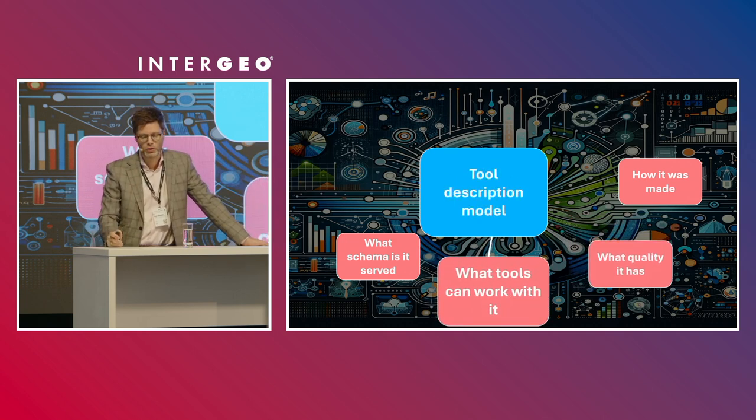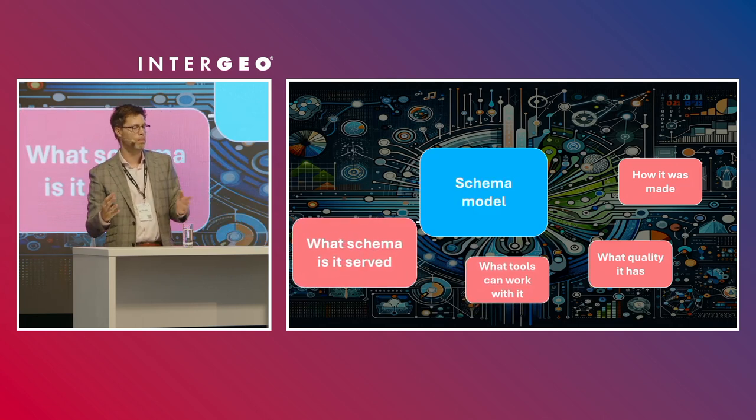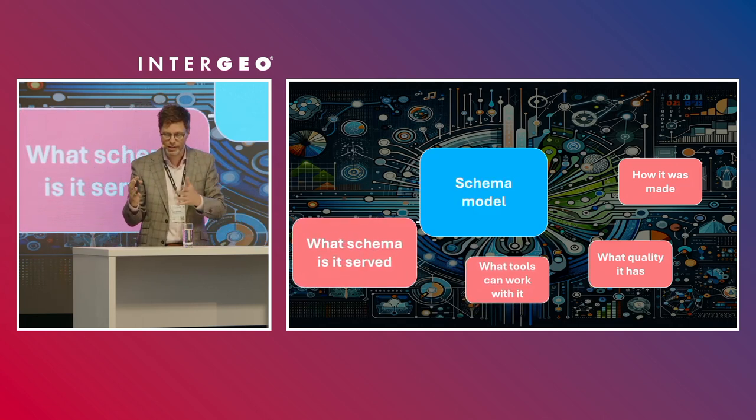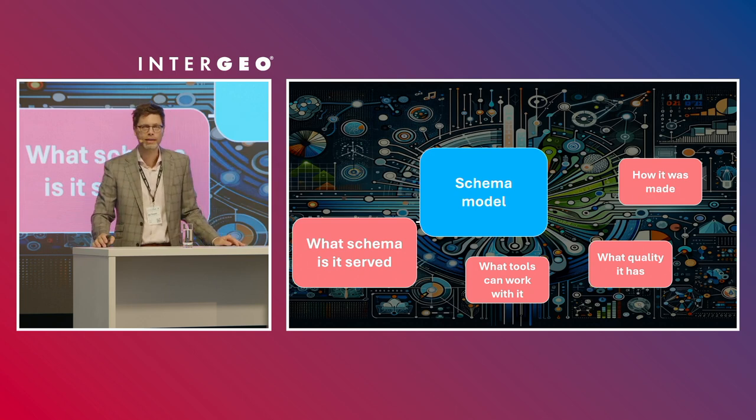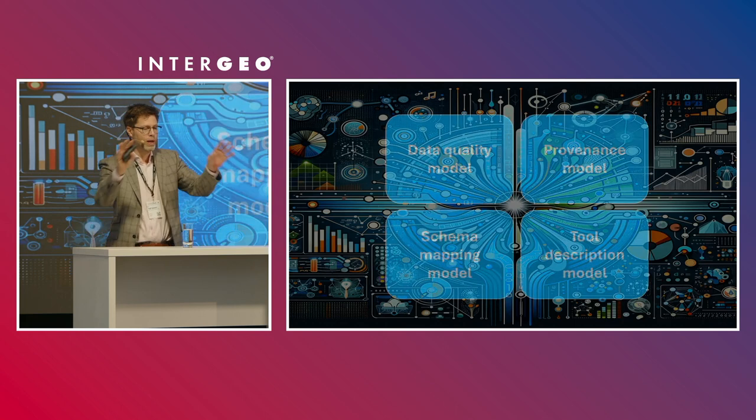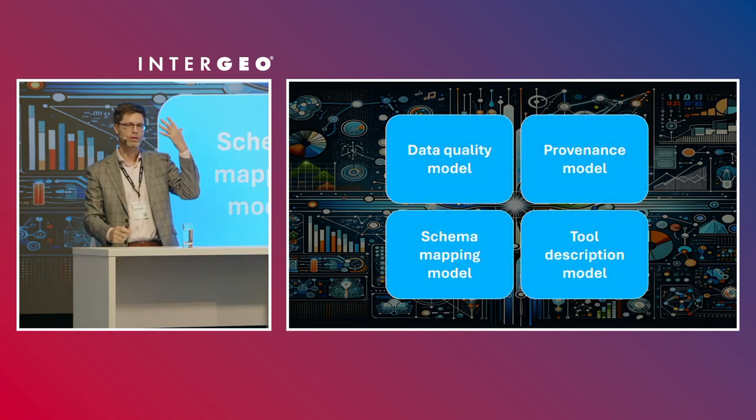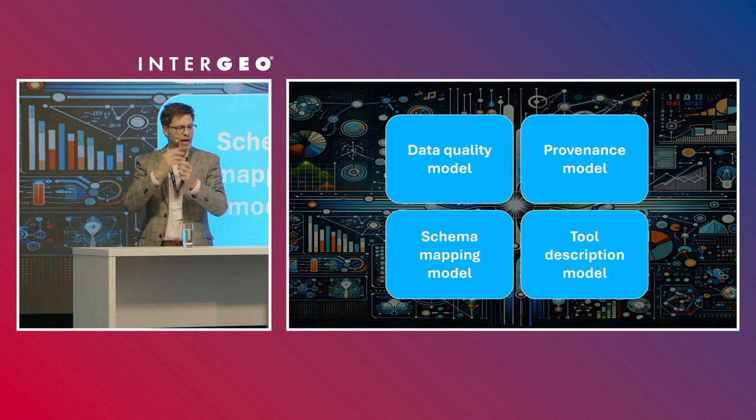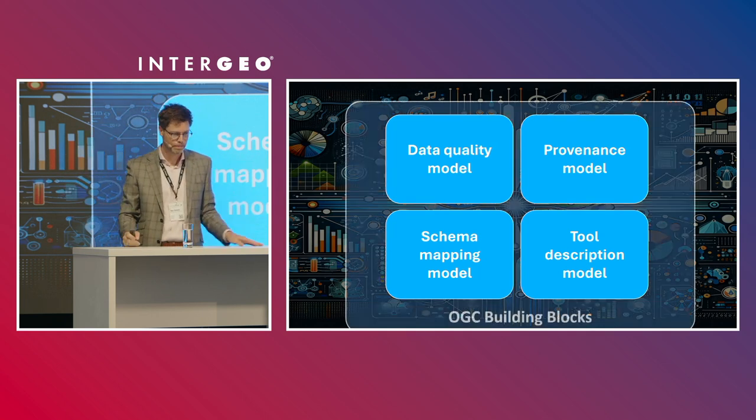Then tool descriptions. All these aspects: schema models, or how to express how some specific data has been encoded and serialized, which then helps us to build the queries against this data. And we can bring all these models together: data quality models, provenance models, tool models, schema mapping models. There are many, many of these models, and we call them building blocks.